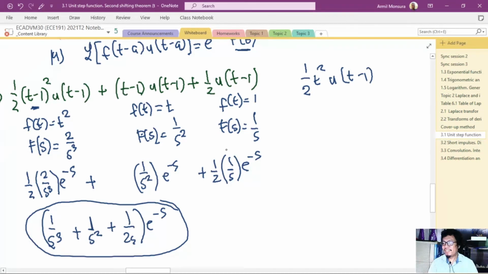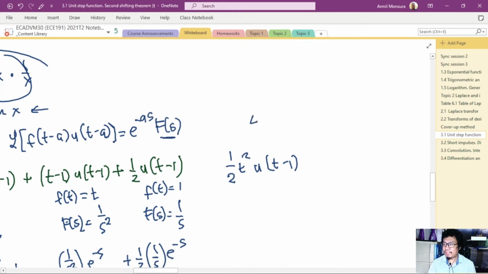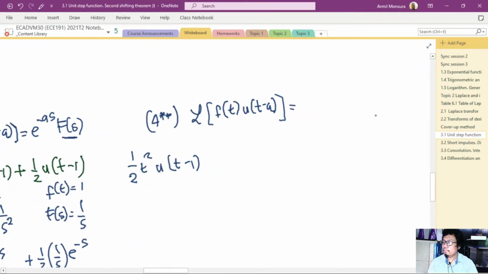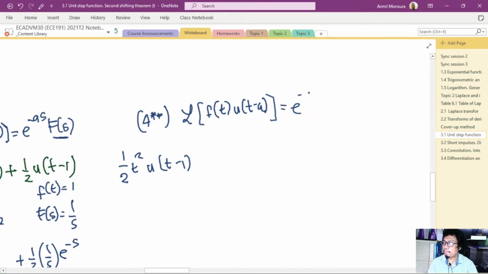So again, the alternative formulation, which is equation 4 with the double asterisk, states that the Laplace transform of f of t times u of t minus a equals e raised to negative as multiplied to the Laplace transform of f of t plus a.